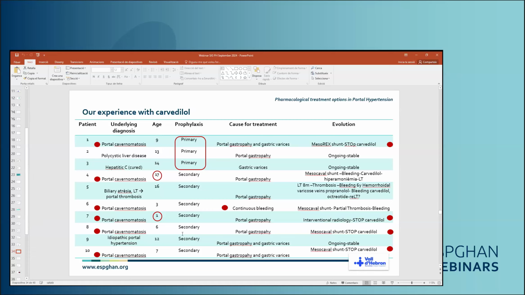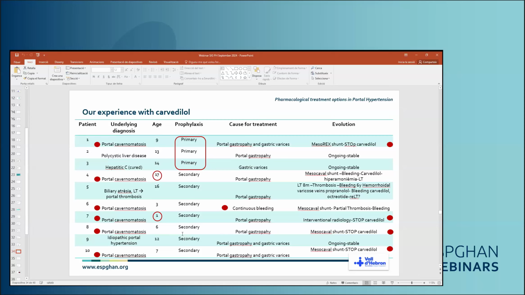One of these patients, patient 6 CPC, we actually started treatment because of continuous bleeding. We couldn't find exactly where he bled. He was a patient who had undergone a mesocaval shunt, that had a partial thrombosis, kept on bleeding, and we couldn't find where. We started carvedilol and he has been fine for the past few years without bleeding again.